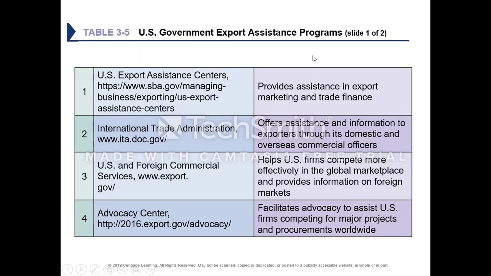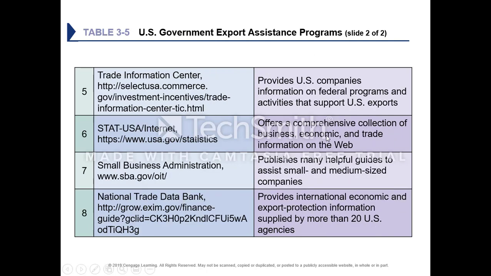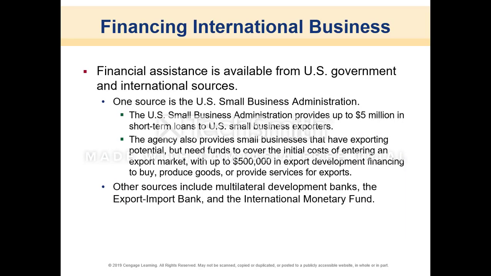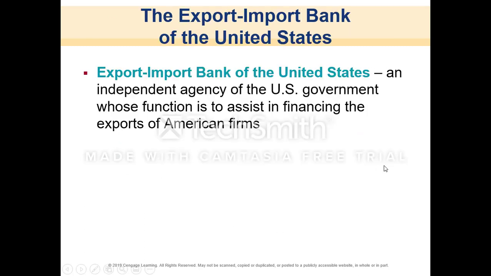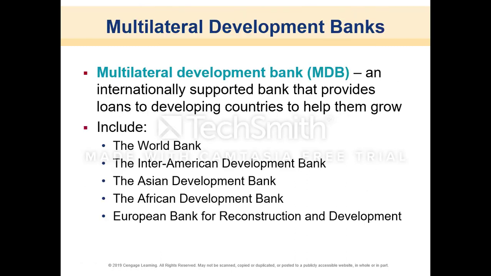And then here's a table listing some U.S. government export assistance programs that are available. There are several agencies providing financial assistance to international businesses. There's the Export-Import Bank of the U.S., and then the Multilateral Development Bank. And again, these are just banks that are providing loans to people that want to grow and move into another nation.